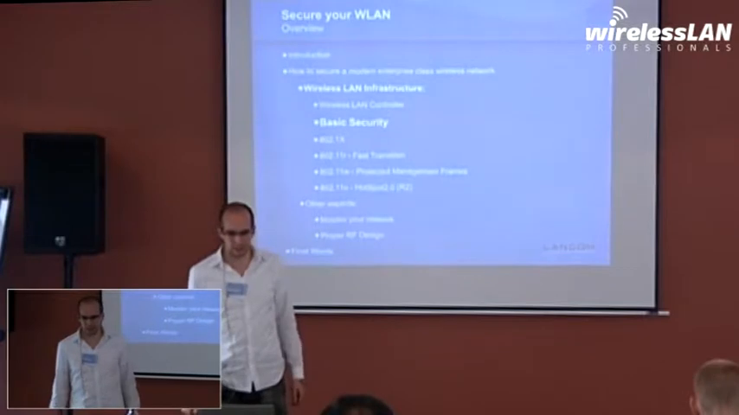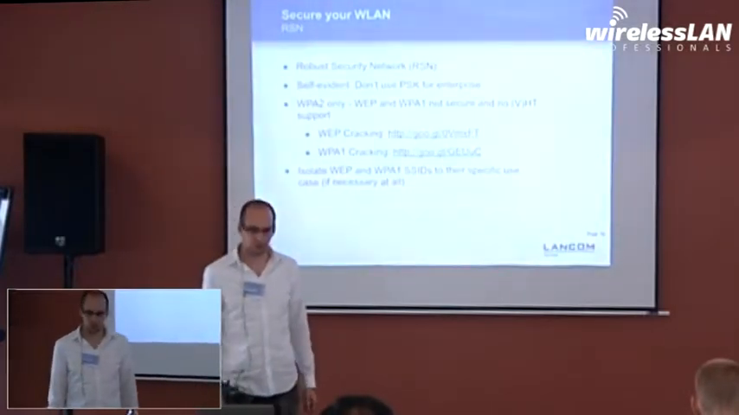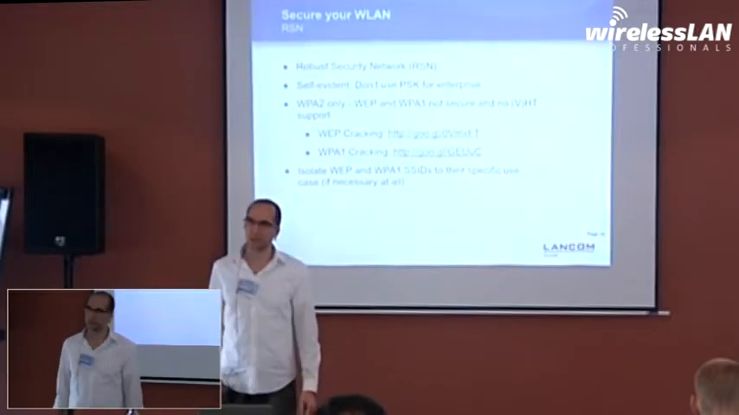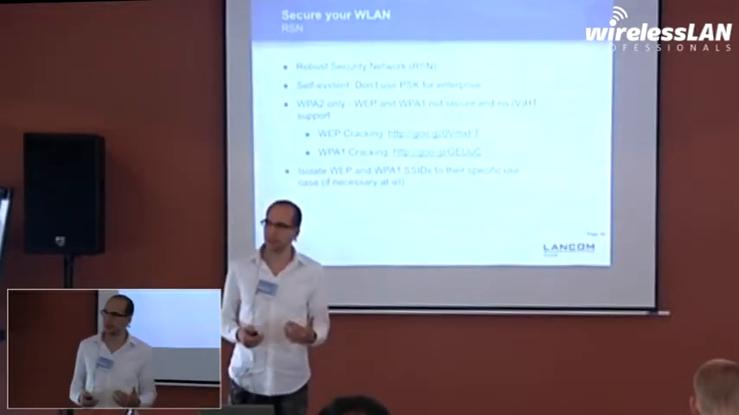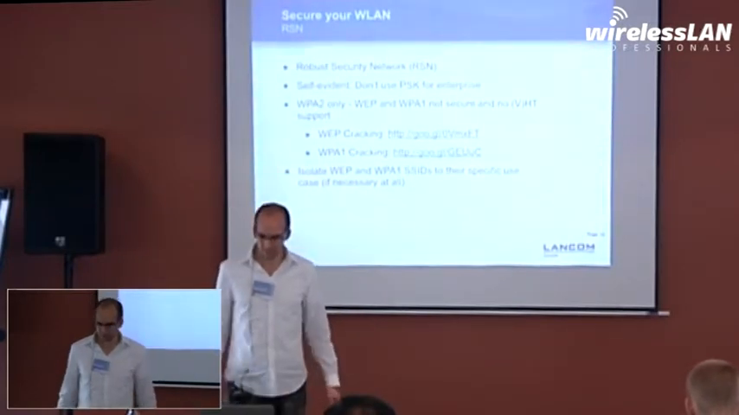Now, looking at the basic security, as I already mentioned, the so-called robust security network element. You can find this one if you look at beacons or probe requests via Wireshark or OmniPeek.